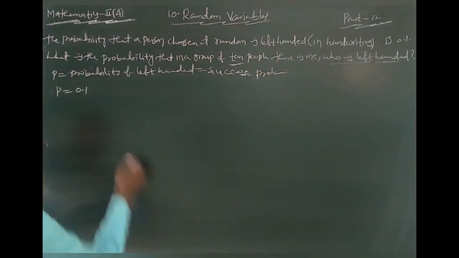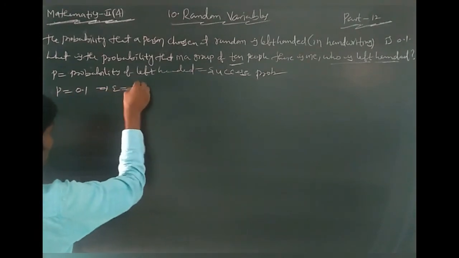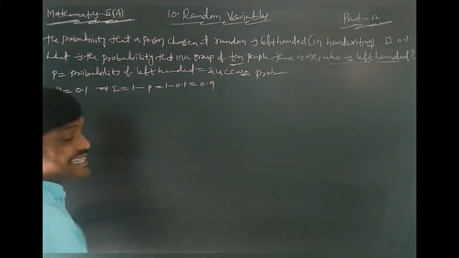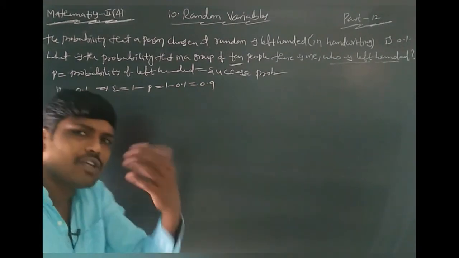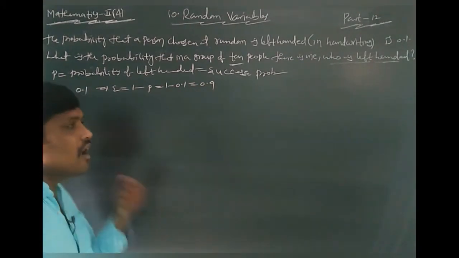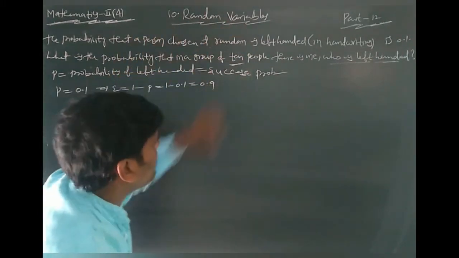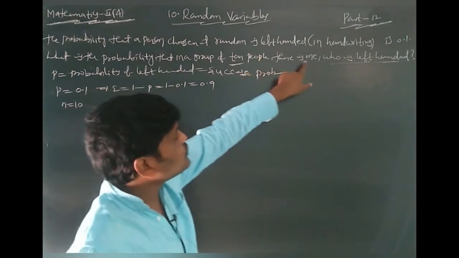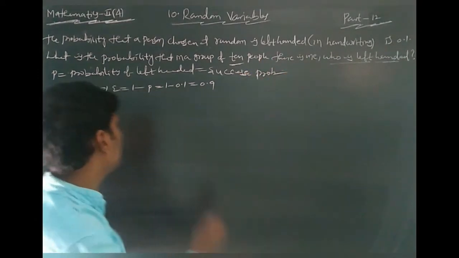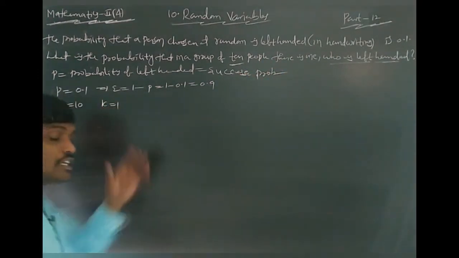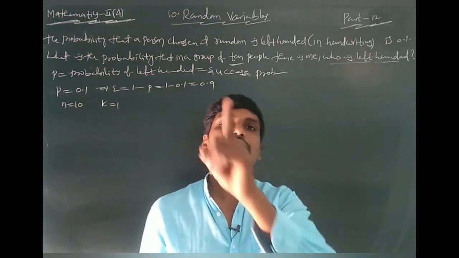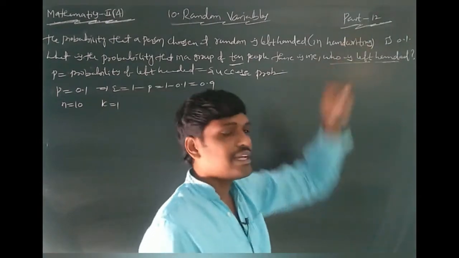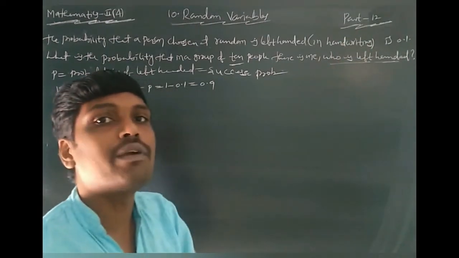Next, you can write the failure probability, q equal to 1 minus p, that is 1 minus 0.1, which is 0.9. After that, in the group, how many students in total? The n value is 10 students. You have to take exactly one student, that's why the k value is 1. That student should be left-handed, so the left-handed probability is taken as success. Suppose that student is right-handed, then that is failure.